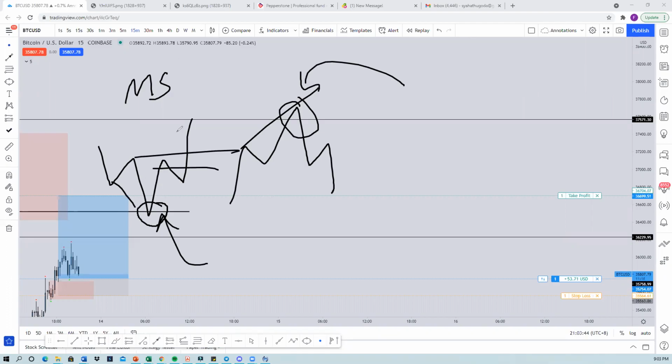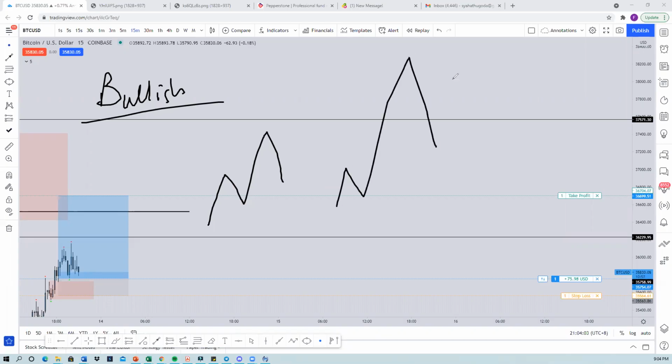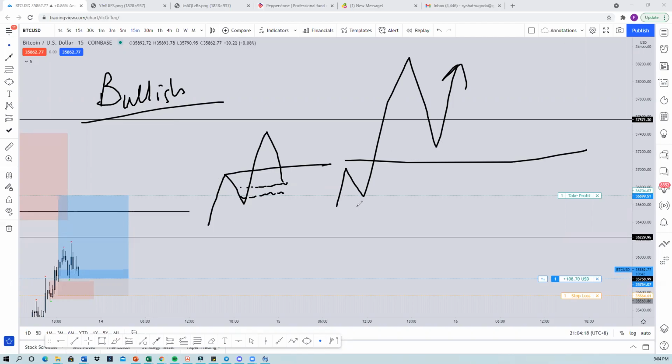Okay, so using the idea of market structure, I'll use a bullish example because that's the easiest one you can use. For example, we have this, then we have something like that. That's the most simple of them all. Now we have to understand this certain thing. We should understand why price is coming back inside, and why price is not coming back inside.